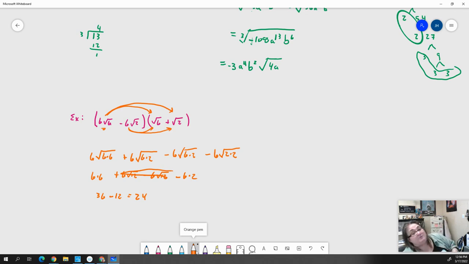So when you have these binomials, will they all cancel out like this? No. Sometimes you're going to still be left with square roots. But just remember, FOIL them through, distribute, use your distribution. That is all I can think of to tell you.